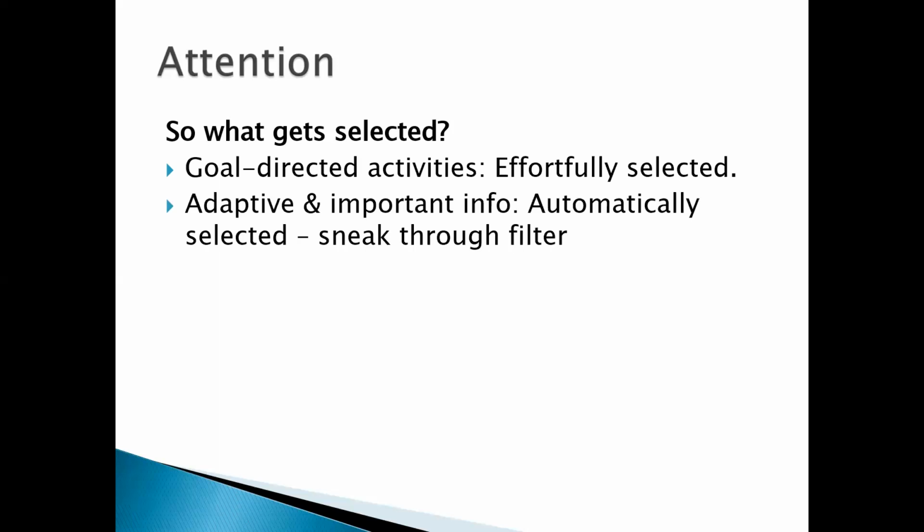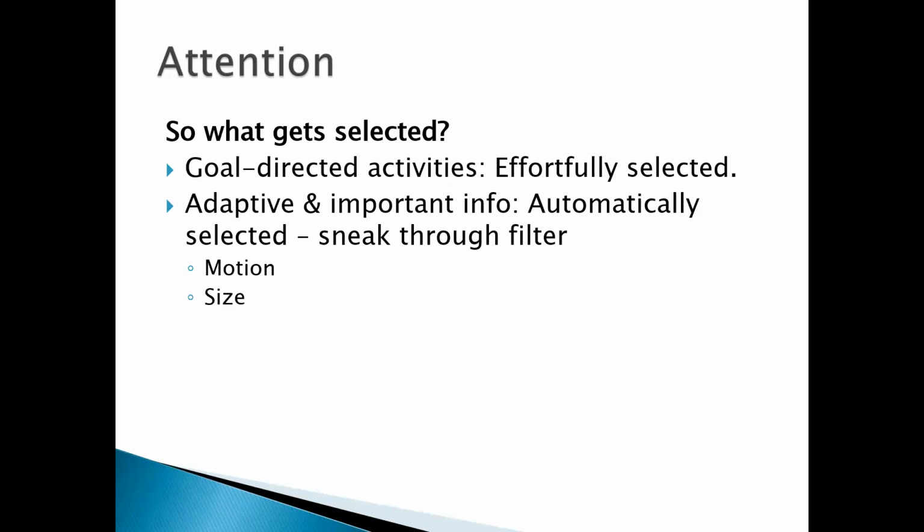Also, things that get unintentionally selected and get selected automatically is adaptive and important information. So these kind of sneak through the filter, right? And so what do I mean by adaptive and important information? Well, that means information that we have evolved to automatically pay attention to that may help us reproduce, or it may help keep us alive. Remember that almost all of our evolution was during hunter-gatherer times. And so we really are kind of wired to be living in the wild and in danger. So motion always catches our attention because automatically attending to that could help prevent us from getting eaten by a bear, right?